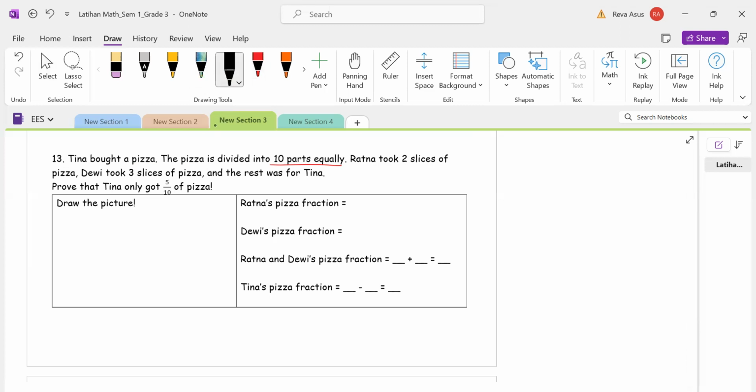Let's draw the picture. So we have a circle pizza here. Don't forget to put the dot here. And then let's divide the pizza into 5 parts first. 5 equal parts. Oh, it's not equal yet.